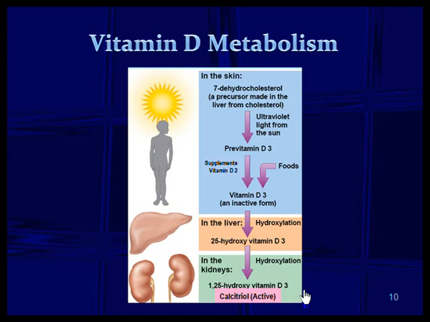So, either the 7-dehydrocholesterol under exposure to ultraviolet light, or the food source of vitamin D3, or the supplemental vitamin D2, all of them have to be activated first in the liver at the 25th position, next in the kidney at the first position, so that the 1,25 dihydroxy derivative is produced, which is the active form of vitamin D3 called calcitriol. Only this active form is useful for us for calcium metabolism.